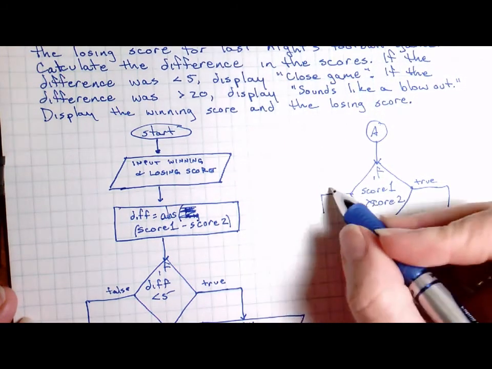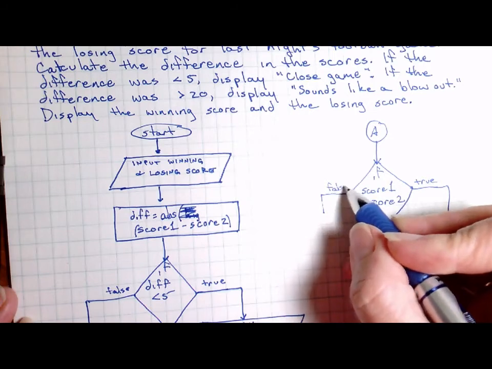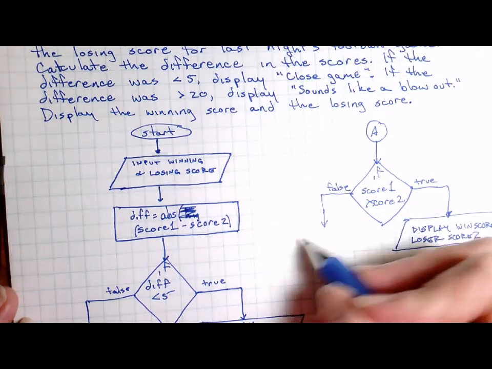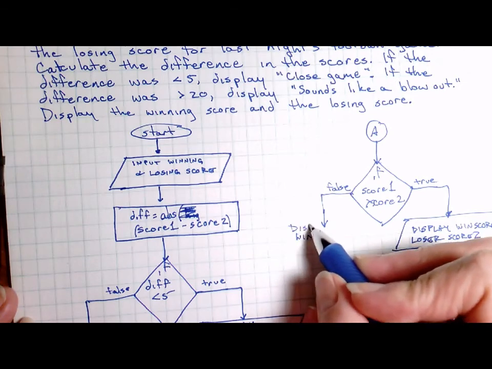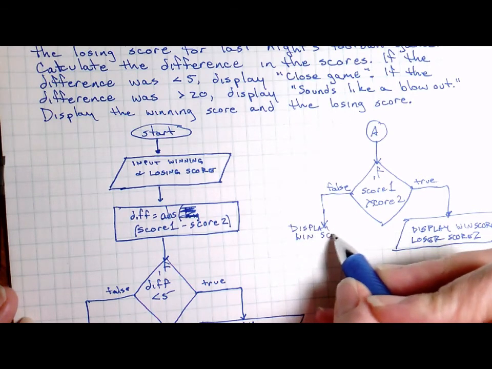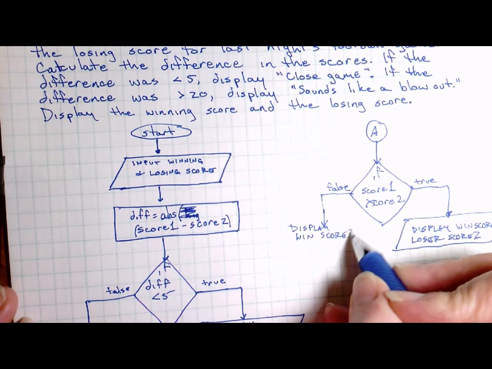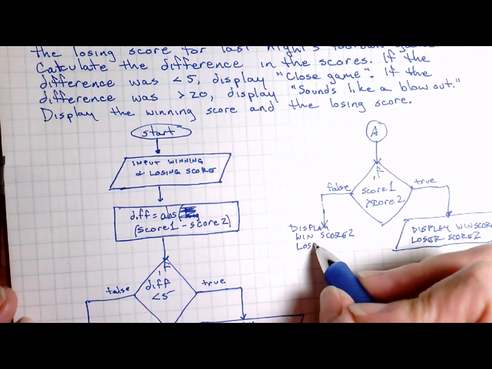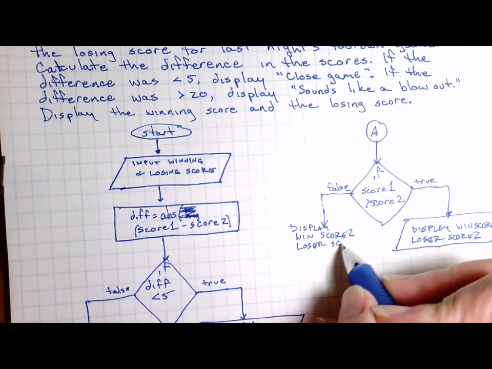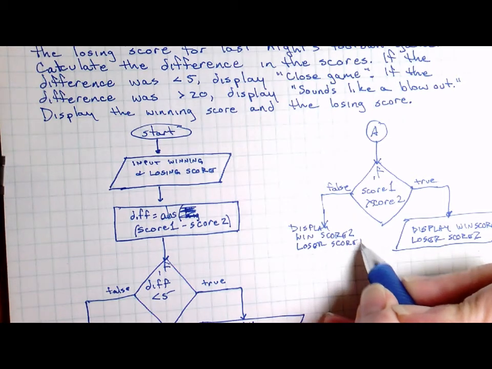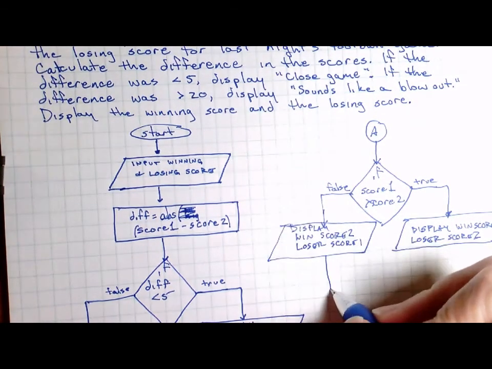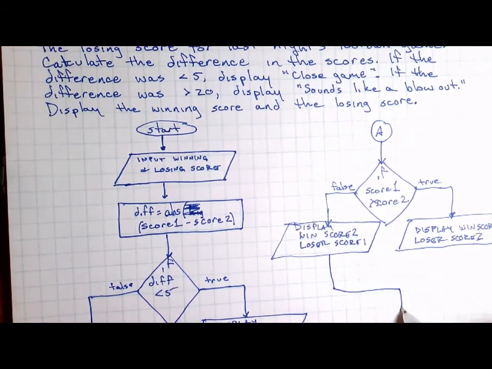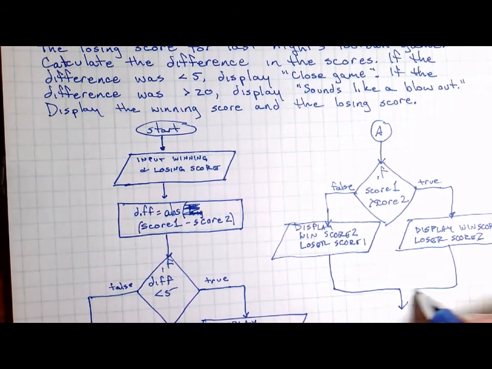And if this is false, then we know the reverse is true. The winner is score 2. Oopsies, I forgot to write display. And the loser is score 1. Our problem does not tell us to do anything else, so at that point we are done.